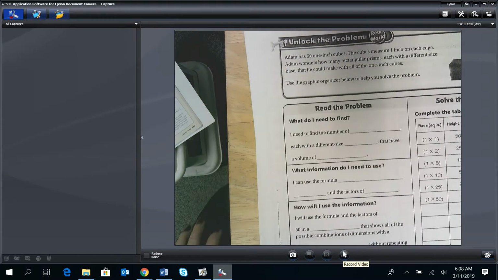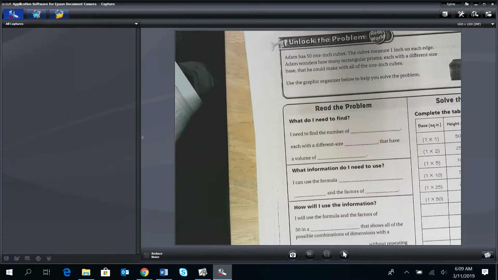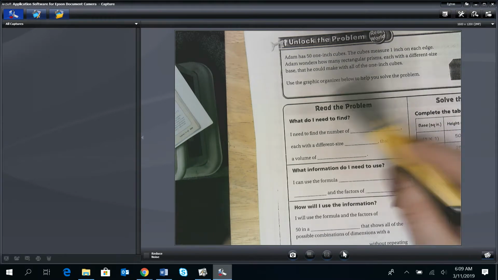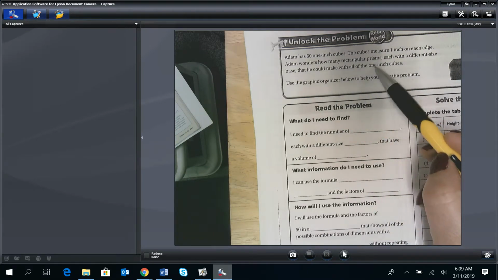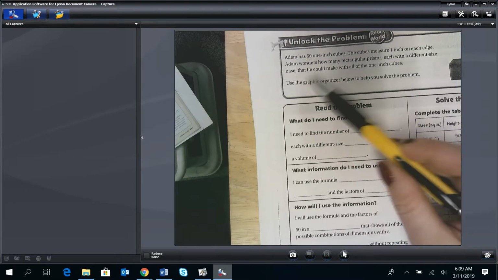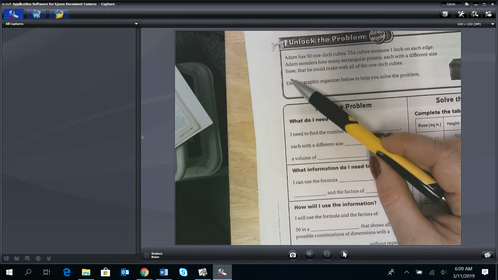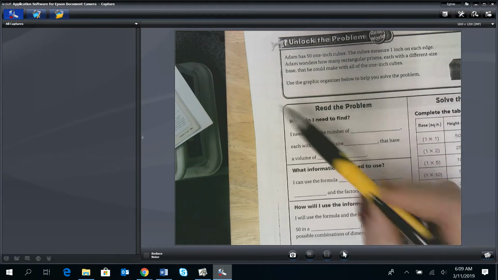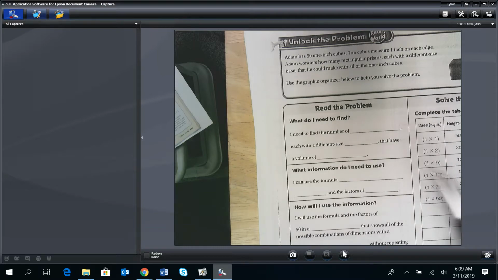All right, guys, we are working on problem solving, compare volumes. Here is where knowing your factors will come into play and will make it a lot easier. Adam has 50 1-inch cubes. The cubes measure 1 inch on each edge. Adam wonders how many rectangular prisms, each with a different size base, he could make with all the 1-inch cubes. Use the graphic organizer to help you solve the problem.